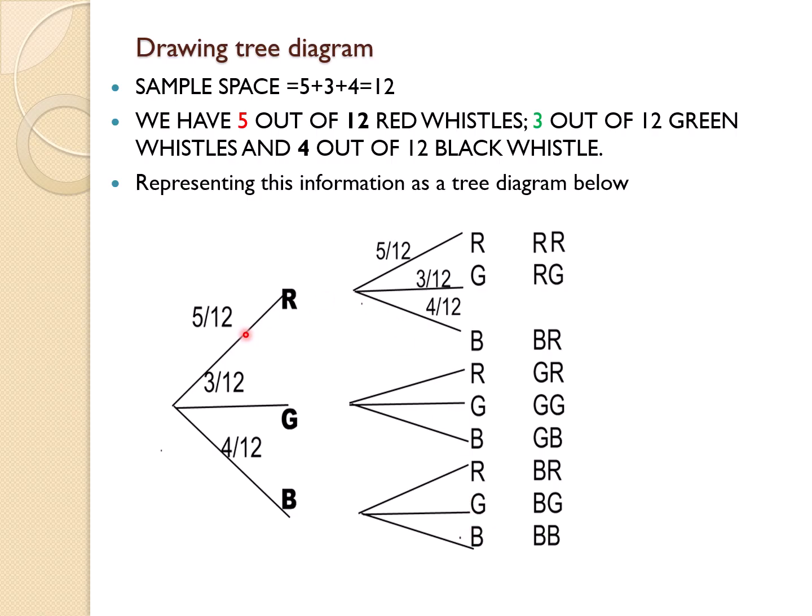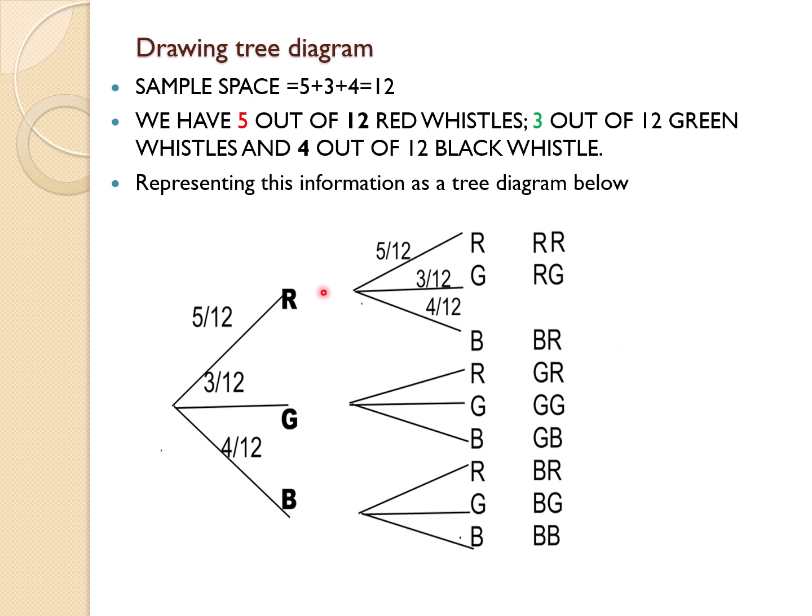Because I've placed the whistle back, the probabilities here on my branch would stay 5 over 12, 3 over 12, and 4 over 12. Because we haven't changed the amount of whistles in the bag. Every time we select, we place it back. Same goes there. That would still read 5 over 12, 3 over 12, 4 over 12. This would also read 5 over 12, 3 over 12, and 4 over 12.